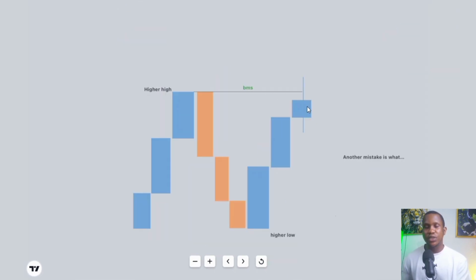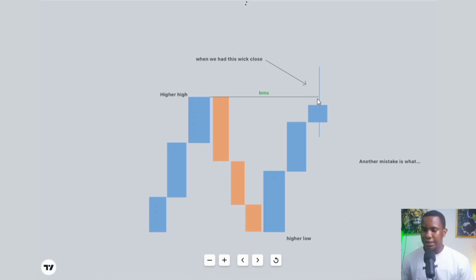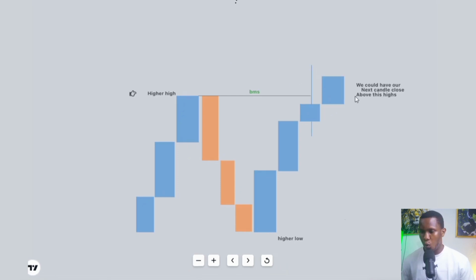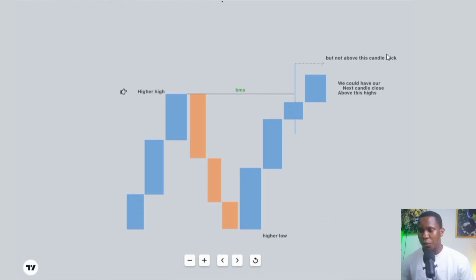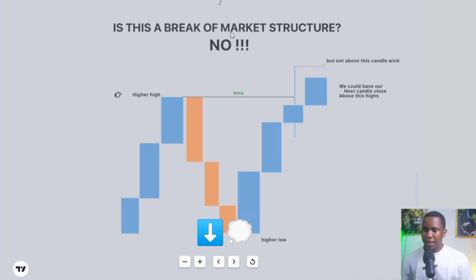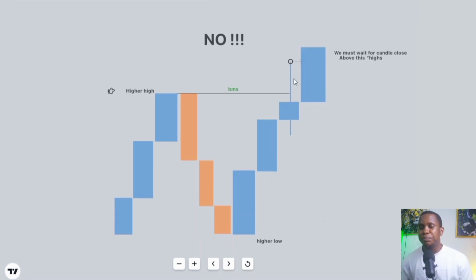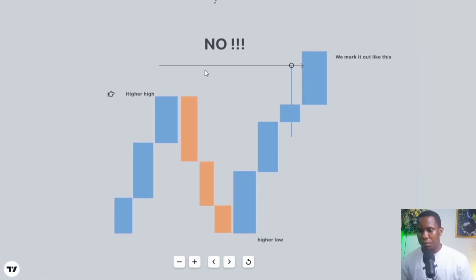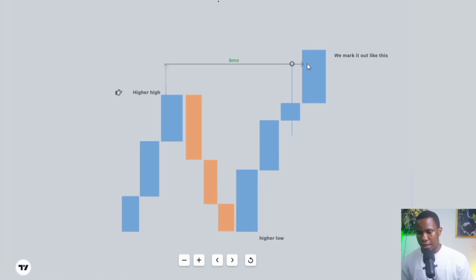Another mistake I see traders make is what? When we had this what? Candle close here, guys. So we could have our next candle close above these highs, but not close above this candle wick that wicked this high. Is this a break of market structure, guys? Answer. The answer is no, guys. We must patiently wait for a candle close above this high, and we mark out our break of market structure like this, and we connect from this high to this level.